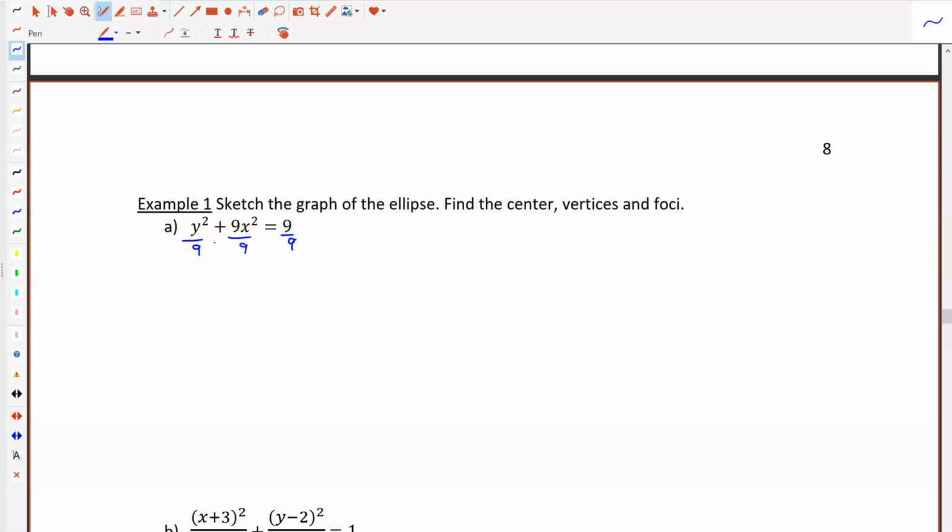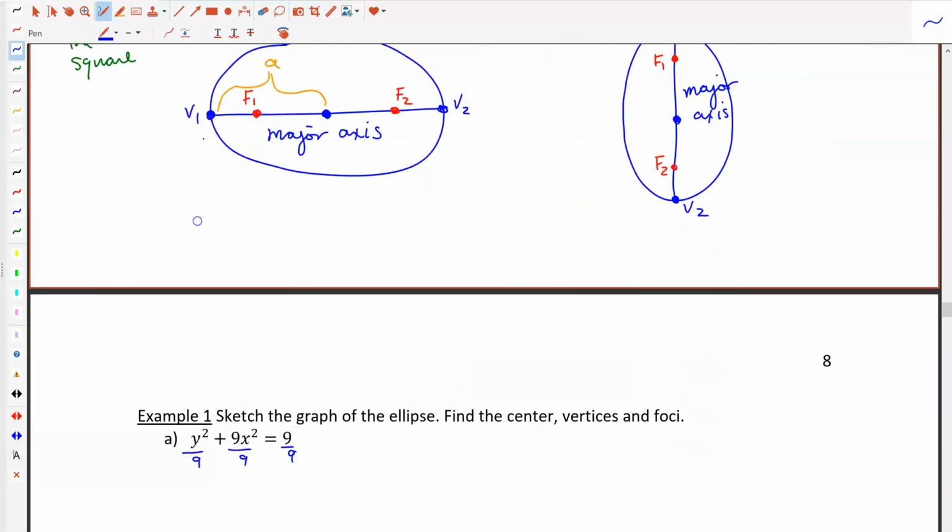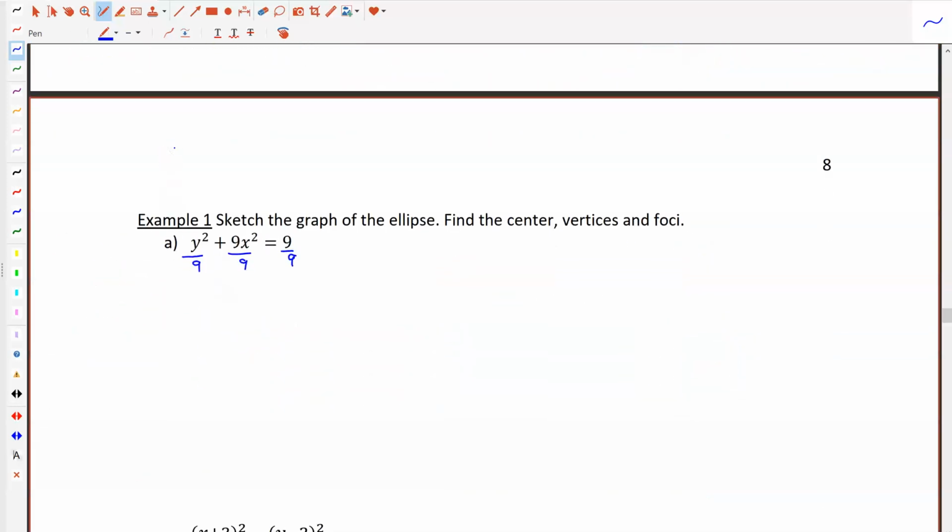And then it's generally a good idea if you look back up at these standard equations. In both cases, I have the x term always listed first. Okay, I think that's helpful. And then just remember your a is going to be whatever the bigger value is, and you just look at whether or not it's underneath the x or the y. So I'm going to rewrite this around so the x term is first. So I'm going to get x squared plus y squared over 9 is equal to 1.